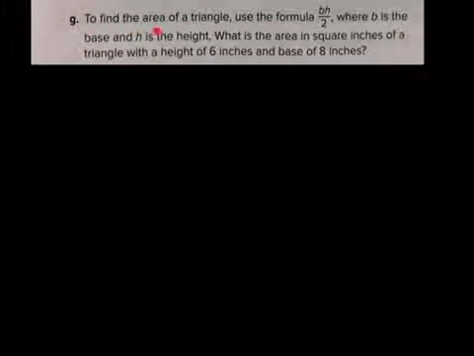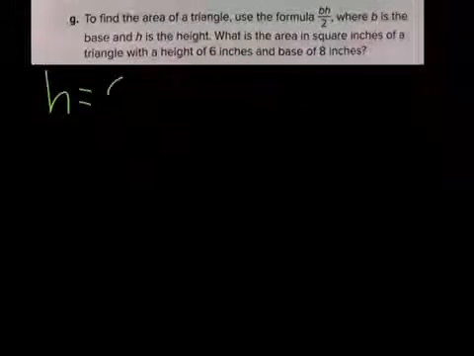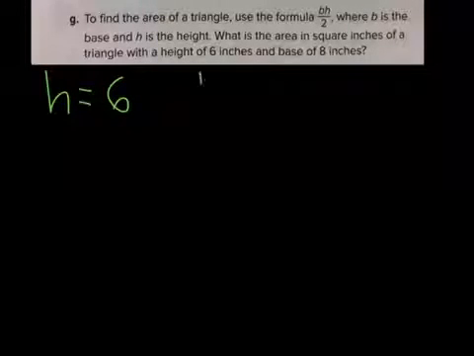Okay, here we have a little geometry. To find the area of a triangle, use the formula base times height over 2, where b is the base and h is the height. What is the area in square inches of a triangle with a height of 6 inches and a base of 8 inches?